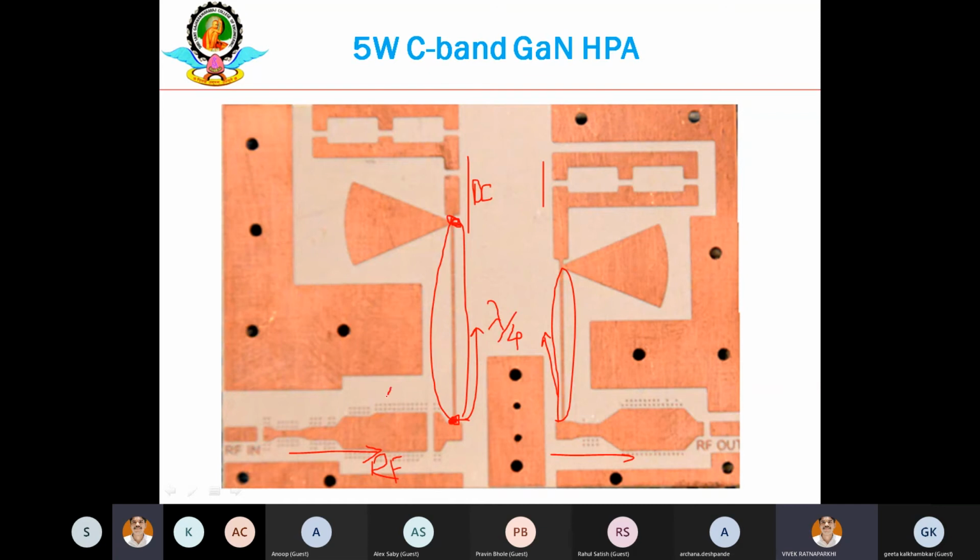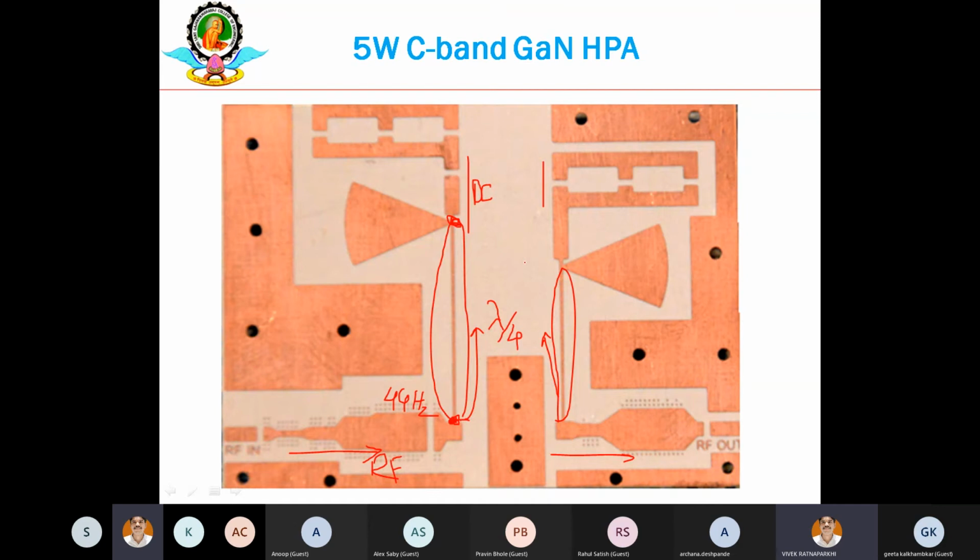Let us say you are doing this at 4 gigahertz. If the bottom of this lambda by 4 line is short, the top end of that lambda by 4 will be open. So this RF of 4 gigahertz cannot go into this particular DC line if it is there anyway, right?